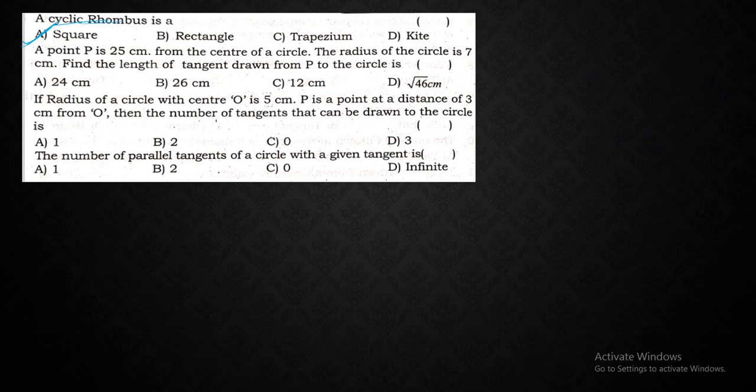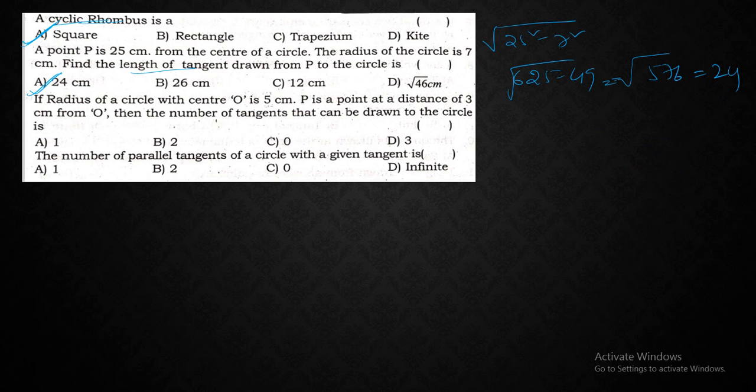Right? Next, a point P is 25 centimeters from the center of the circle. The radius of the circle is 7. Find the length of the tangent. So already you know doctor, d square minus r square. So doctor means 25 square minus 7 square. So 625 minus 49 gives me 576. So square root of 576 is 24. So answer is 24 centimeters.